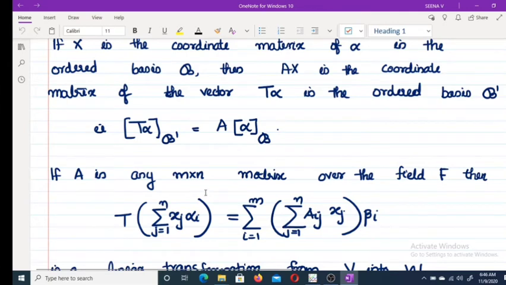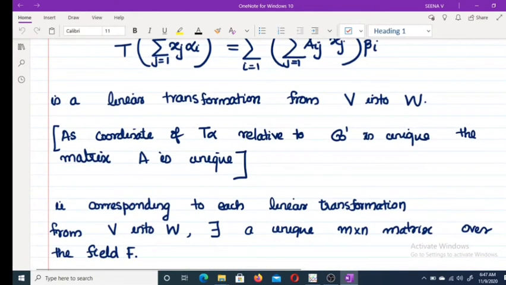Once again, suppose A is any m by n matrix, and we define T of some element alpha as follows. Consider the elements of A and these xj's, and you are making a transformation like this: sigma i equal to 1 to m, sigma j equal to 1 to n, Aij, xj, beta i. Then we can easily prove this T is a linear transformation. Therefore, corresponding to a matrix A, we get a linear transformation T.